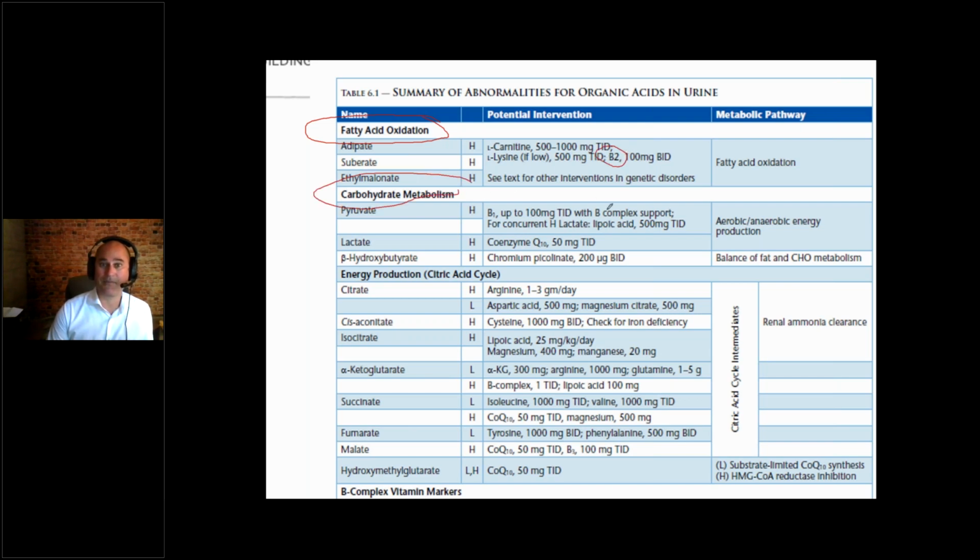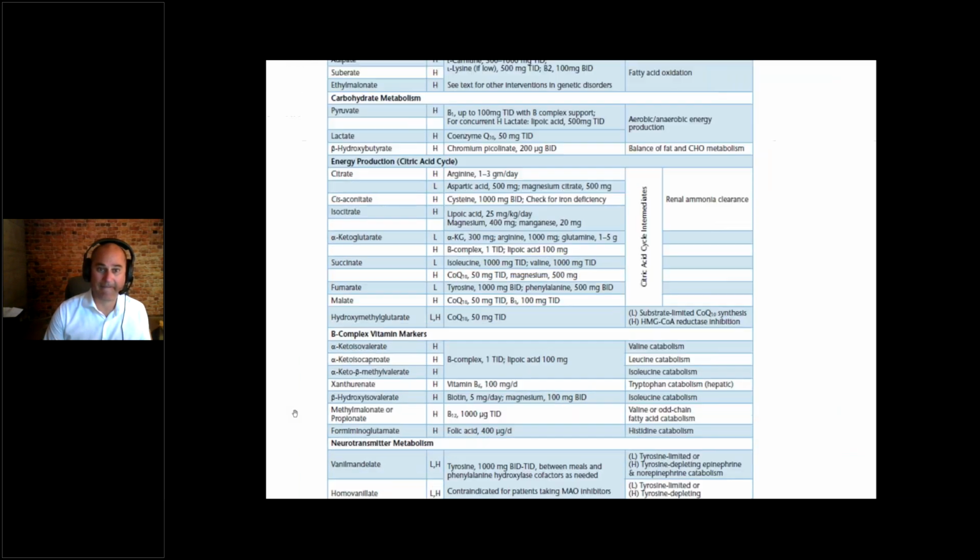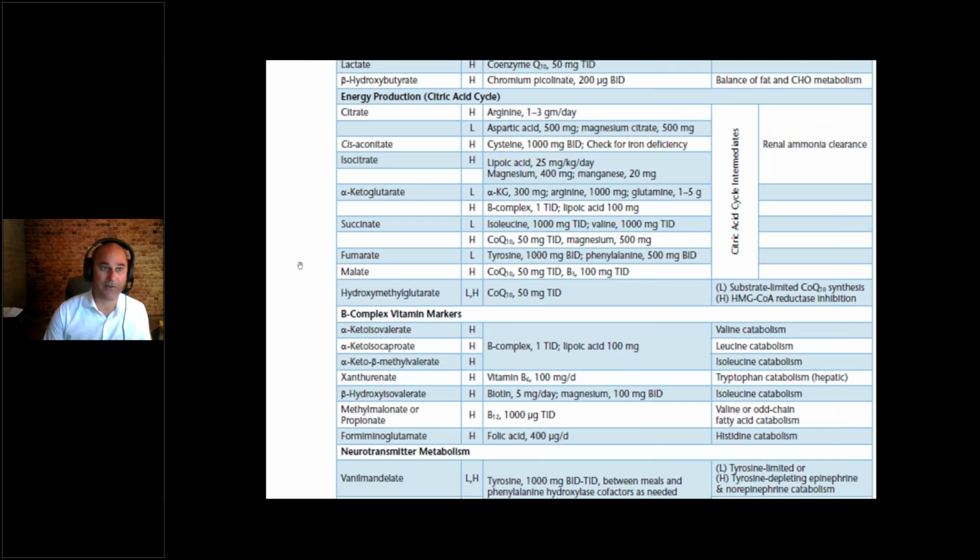Carbohydrate metabolism requires some B vitamins. Energy production, the citric acid cycle, requires some B vitamins. And there are amino acids involved in every one of these areas. There are always amino acids involved, and there are always B vitamins. And then you can get specific with, this is going to be important in a minute too, the B complex markers. A lot of these B vitamins, remember, help us break down amino acids.